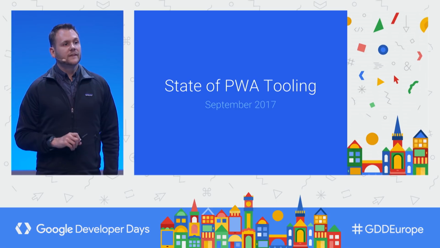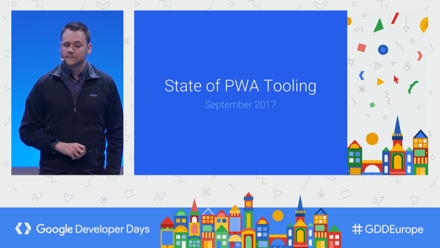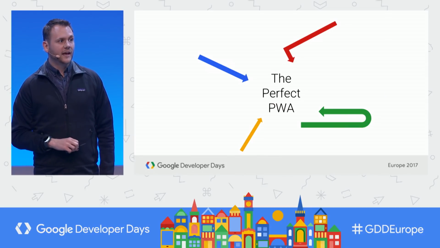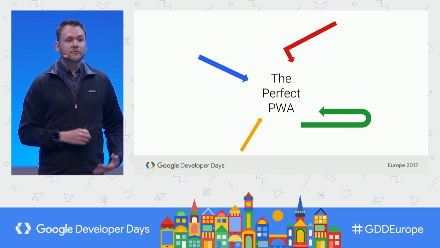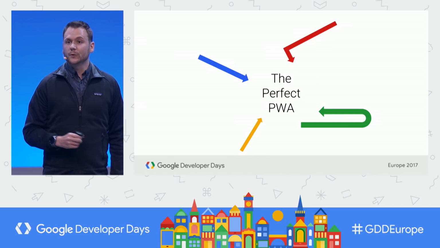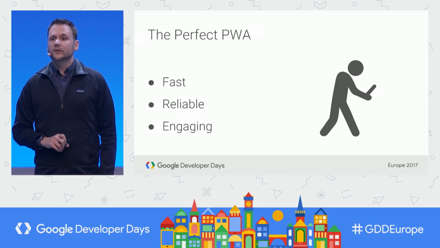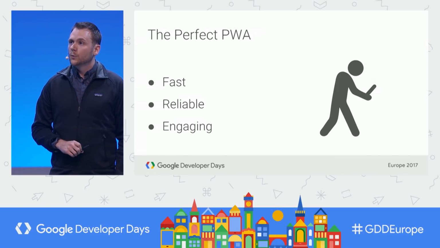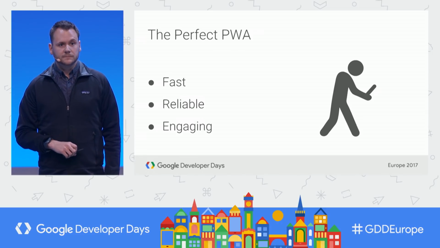So let's start by looking at the state of PWA tooling as it is right now in September of 2017. We're all chasing after the perfect progressive web application, but a lot of us come from very different journeys. Some of us already have large applications. Some of us have greenfield projects where we can experiment and try new things. But when we talk about the perfect progressive web app, I like to think that we're talking about 3 things. We're talking about building applications that are fast, reliable, and engaging.